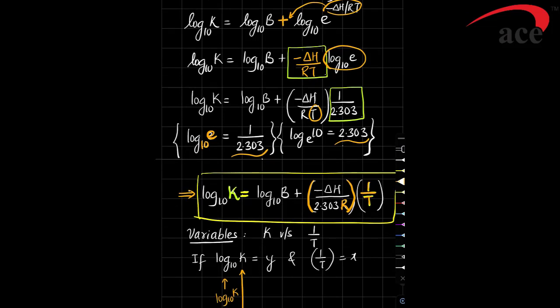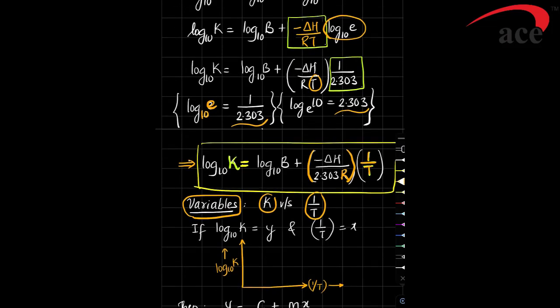Now who are the variables in this? Variables means if you change one, the other also will change. K changes with temperature. So for us the variables are K and 1 by T. So log of K will be taken as the Y coordinate, and the fundamental quantity 1 by T will be taken as the X coordinate. So one will be Y, the other will be X.